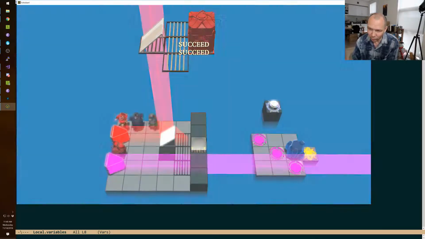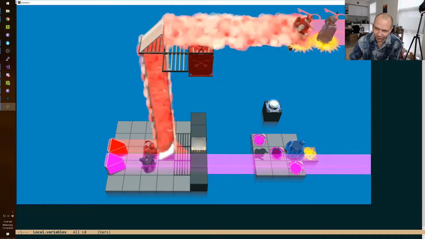Is there a SPIR-V backend? No, not right now.